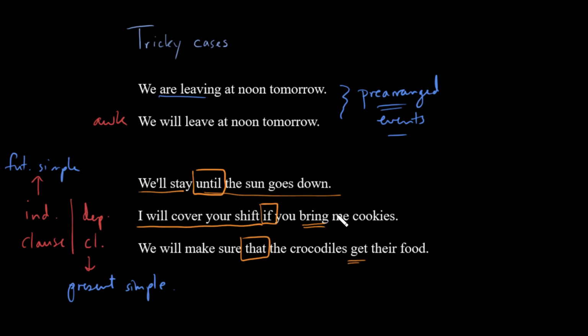So those are things to watch out for, especially if you are an ESL student, that when you have this combination of clauses here, just watch out that often in the dependent clause you still end up using the present simple tense. That's it for the future simple tense.